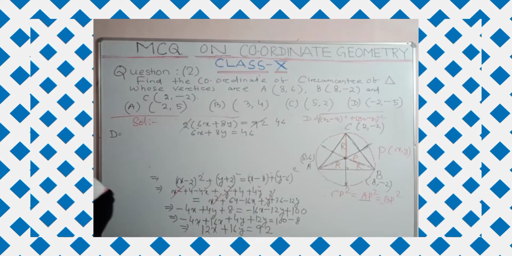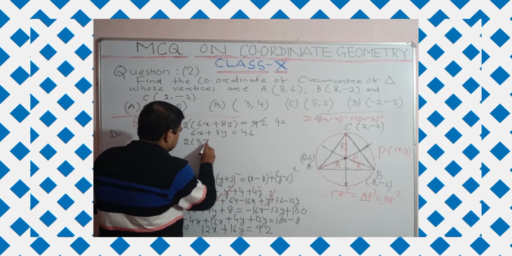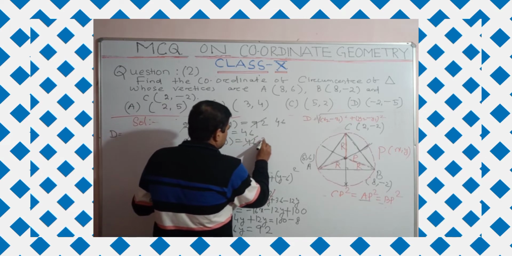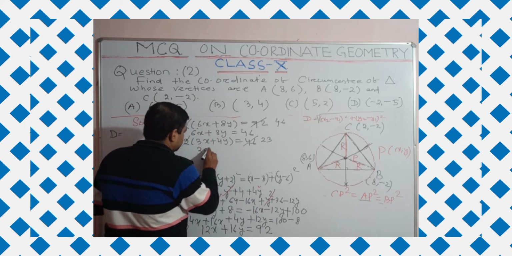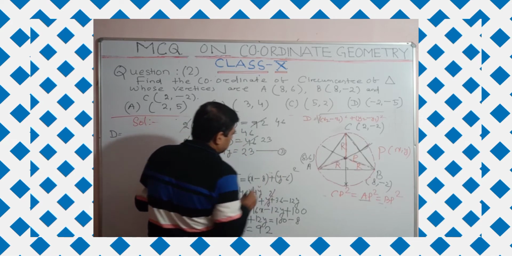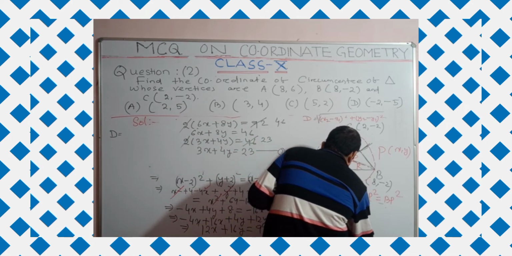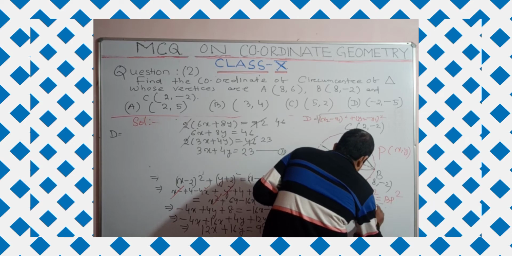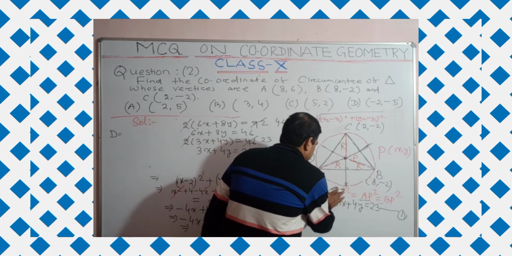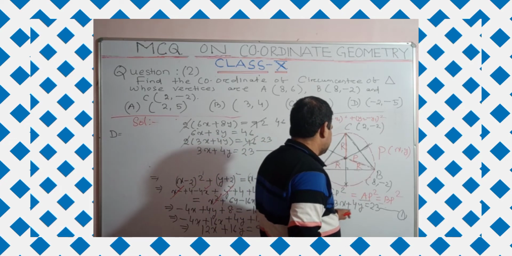Common factor 4 you can take also. Okay, no problem. Again bring the common factor 2 here. 3x plus 4y is equal to 46. You will cancel again: 2 twos are 2, 23. So 3x plus 4y is equal to 23. We got a linear equation. Okay, understand? One linear equation we got by taking CP square is equal to AP square.